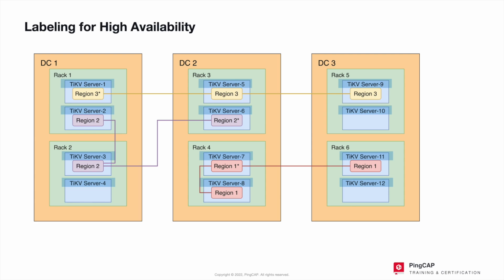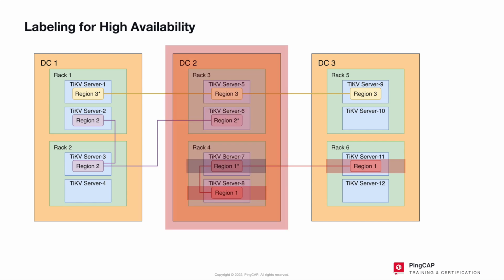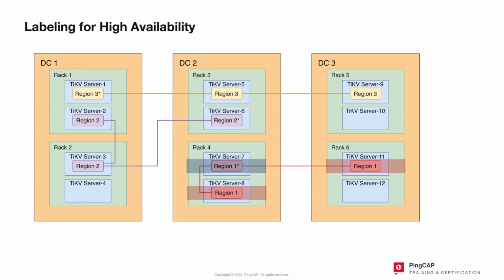Next, let's look at the topology, how the regions are distributed across data centers and racks for 3 regions. By default, each region has 3 replicas. Region 1 has 1 leader and 1 follower on the second host, TiKV 7 and TiKV 8 in rack 4, and the other follower is in rack 6 in data center 3. Take a look. Feel free to pause the video. Do you see the problem? The risk of this deployment is if there is a problem with data center 2 or if there is a problem with rack 4, it will cause region 1 to become unavailable.